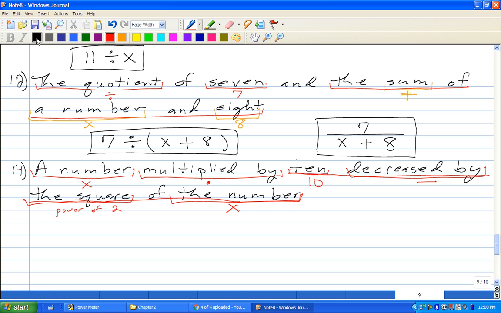Okay, so let's do this. So I have x, a number multiplied by 10 decreased by the square of the number. And that's your answer.